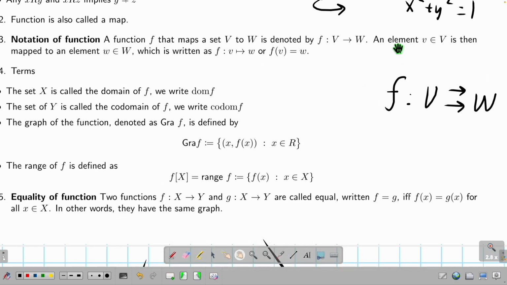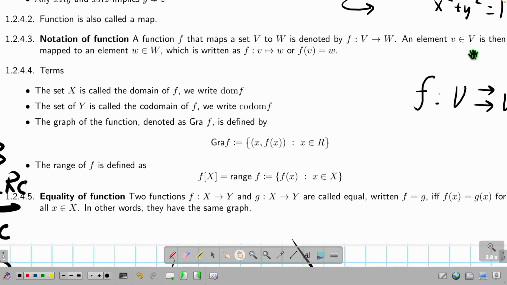Okay, then what is the definition? It means 1v in big V maps to 1w in W, and this is the way we write it. This means the domain of F is this set V. The codomain is W. Then what if we want to write a specific element? We write this. This is the y equals f(x) you learned in high school. So this means we have a way to connect two things from V to W.